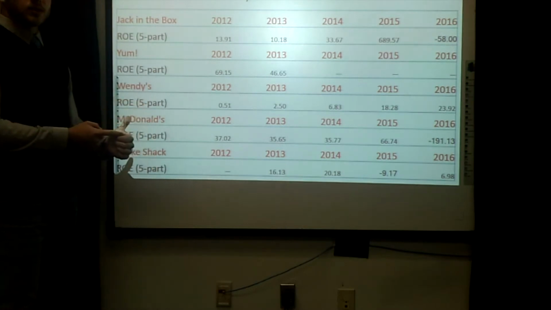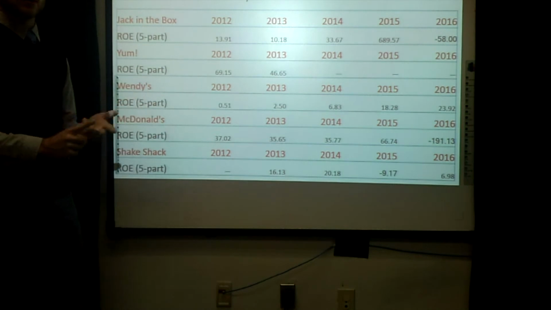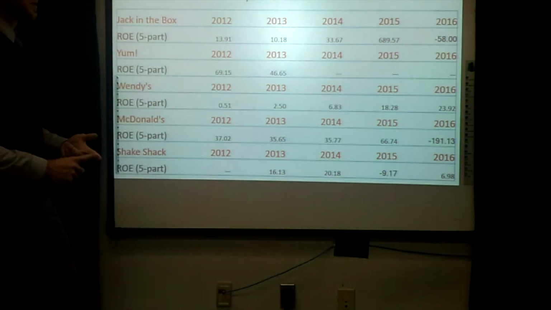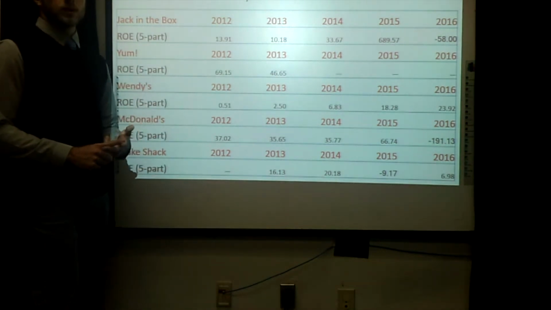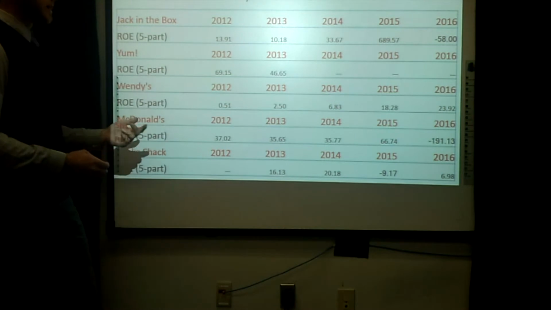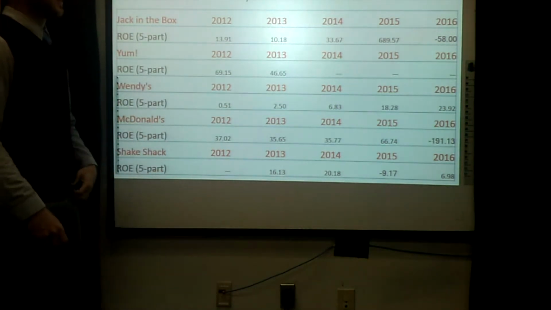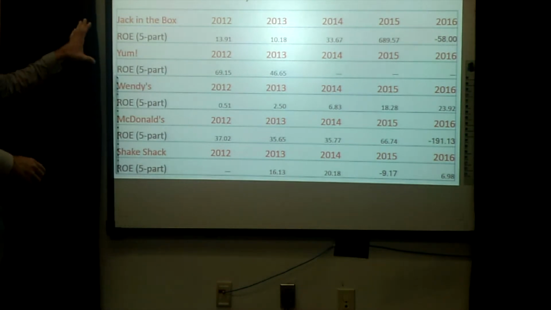income over earnings before taxes. That's your tax burden. Earnings before taxes over earnings before interest and taxes. That's your interest burden. Earnings before interest and taxes over sales. That's your operating margin. Sales over assets. That's your total asset turnover. Assets over equity. That's your equity multiplier. So we look at the 5 parts here.